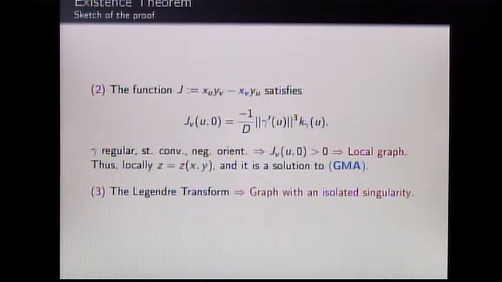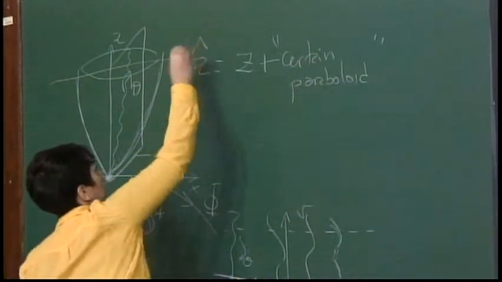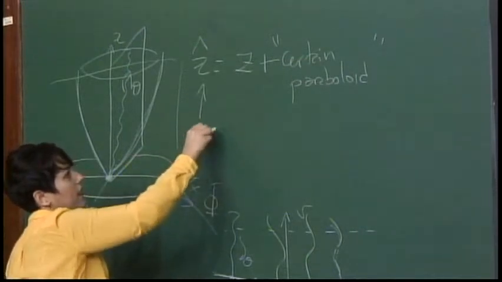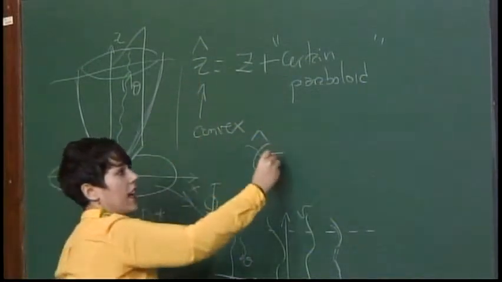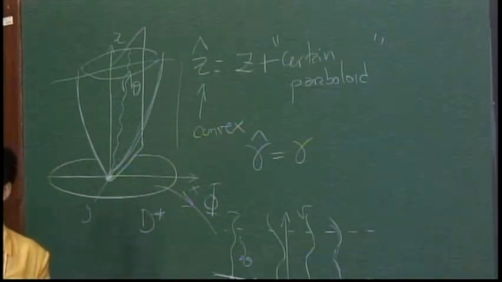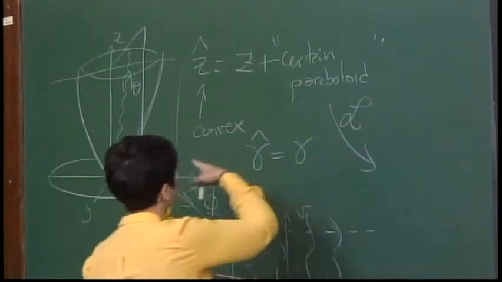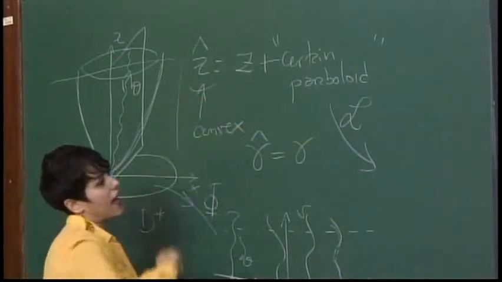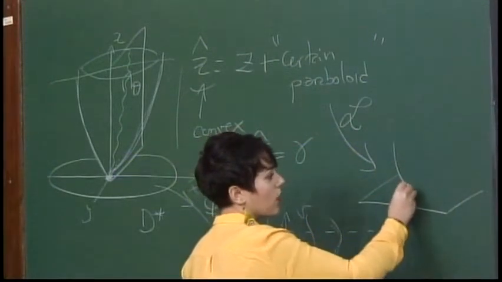But from our solution z, we can add a certain paraboloid and work with a new function, z hat, which is convex. And the limit gradient, as I said, of this function coincides with the original limit gradient. Okay? Later we use the Legendre transform, and from our graph, or the graph of z hat, we obtain a graph also convex with boundary.